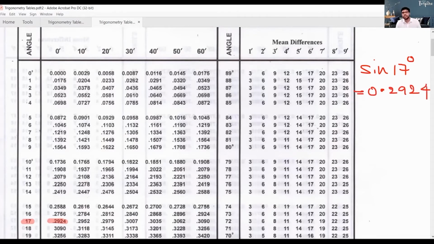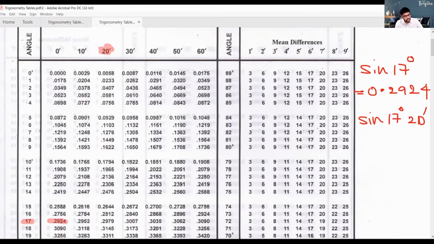Okay, but let's make this a bit more difficult. How about sine 17 degrees and 20 minutes? Sorry, not 21, 20 minutes. Now the way that you would find this is, now we found 17 degrees. Now children, look at the column for 20 minutes. That's this one.